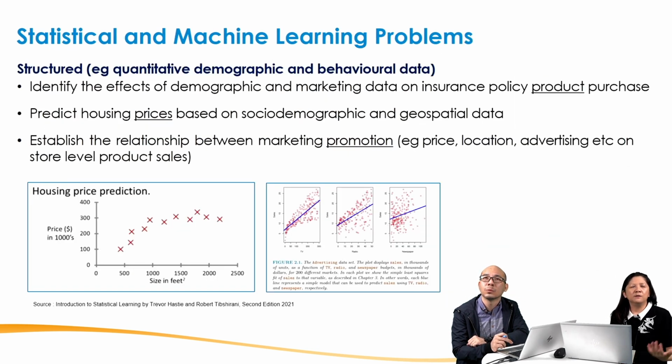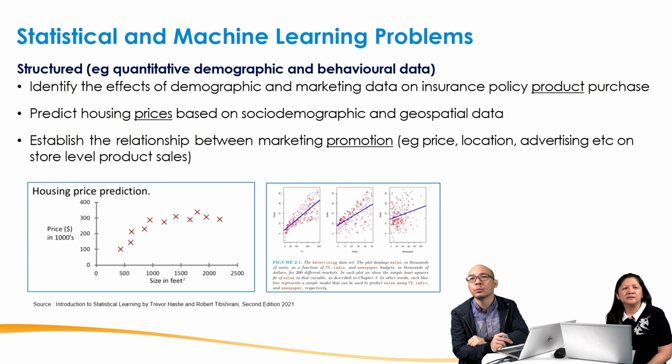Okay, so how are structured and unstructured data applied in terms of product and pricing analytics? Some examples include identifying the effects of demographic and marketing data on an insurance policy product purchase. So we can predict a product purchase using demographic and marketing data. We can predict housing prices based on social demographic and geospatial information. Or we can look at the relationship between marketing promotion and the store sales, for example.